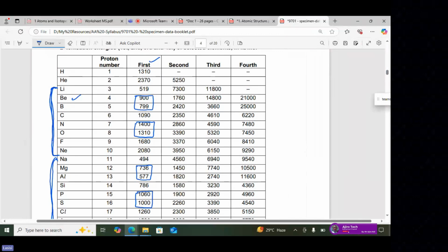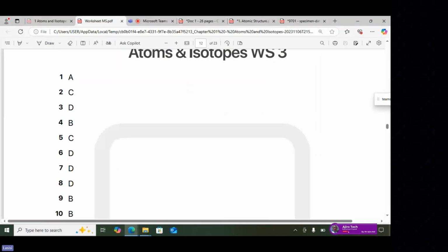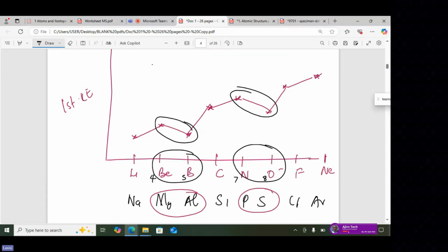Between what? Always between groups. Between groups 2 and 3, and 5 and 6. Groups 2 and 3: either beryllium and boron, or magnesium and aluminium. Groups 5 and 6: either nitrogen and oxygen, or phosphorus and sulfur. There's a fluctuation somewhere there. How do we account for these anomalies, these fluctuations?